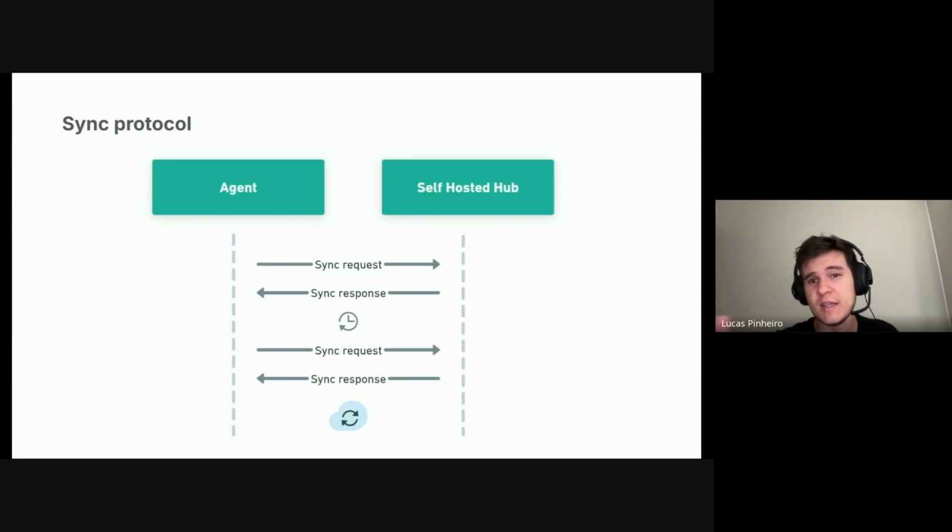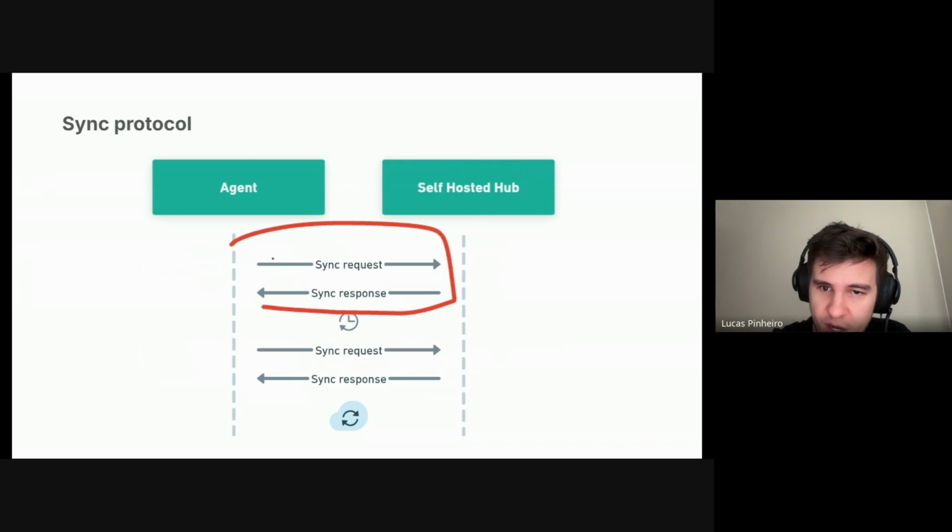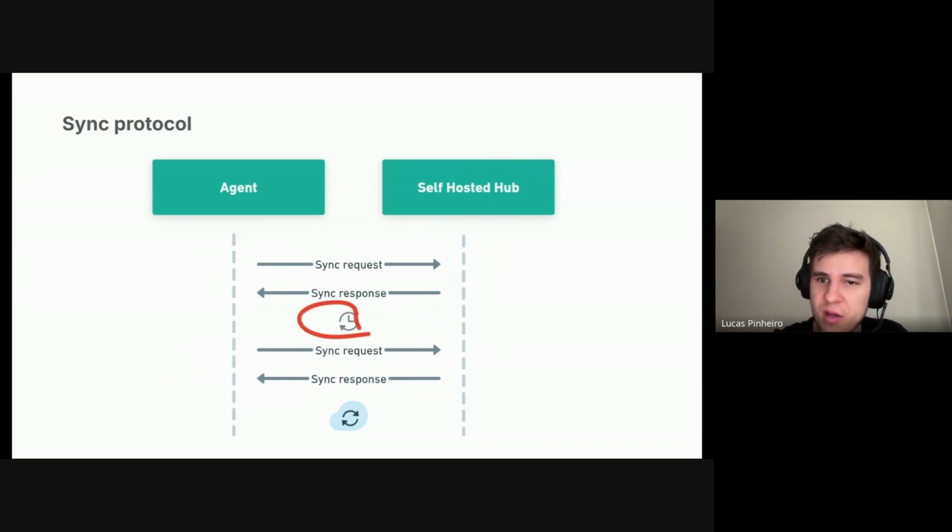Now, the agent doesn't transition between these states by itself. The one who actually controls these transitions is the control plane, more specifically the self-hosted hub service. And it does that through what we call the sync protocol. And the sync protocol is just a series of requests, one after the other, separated by an interval, that is repeated until the agent disconnects.